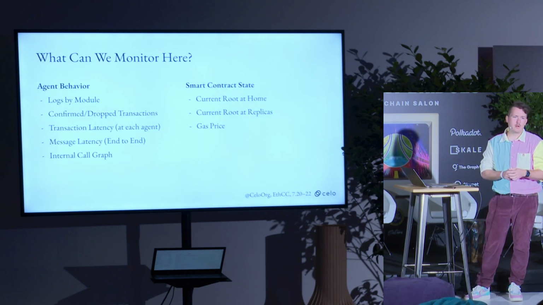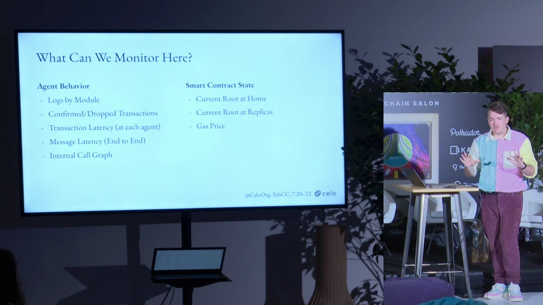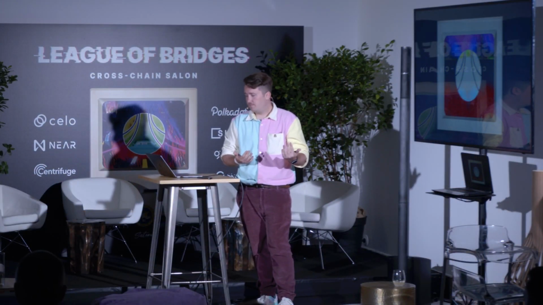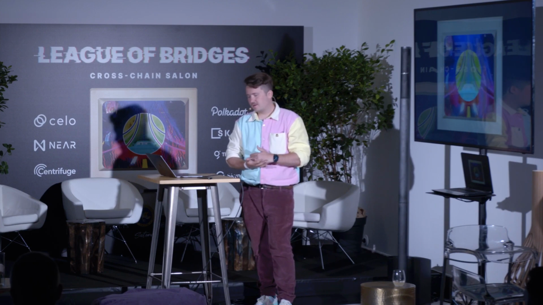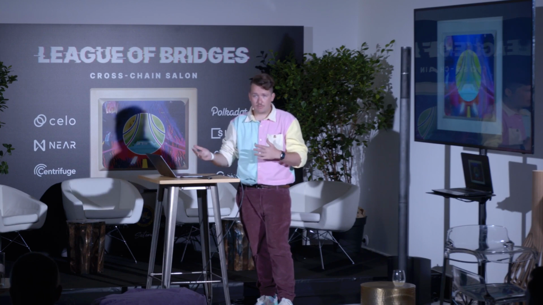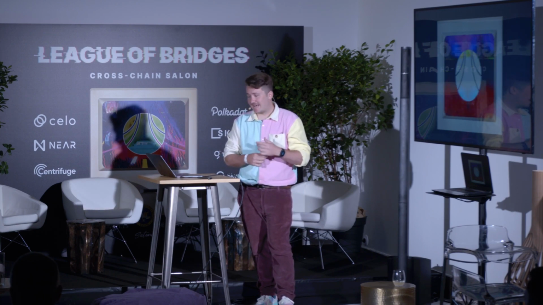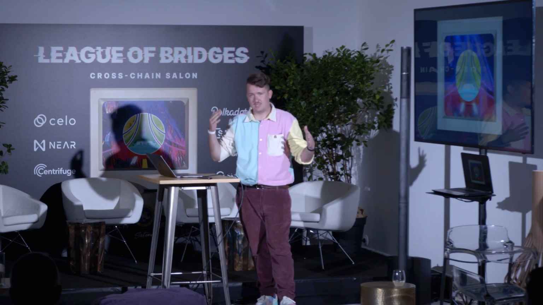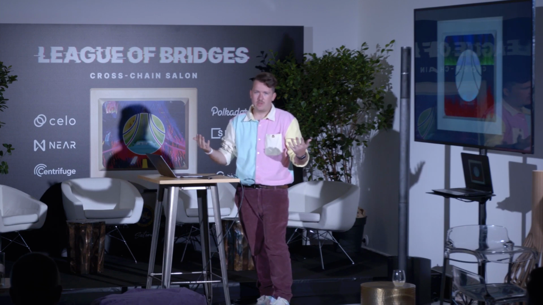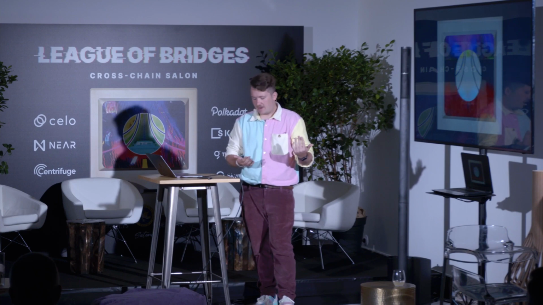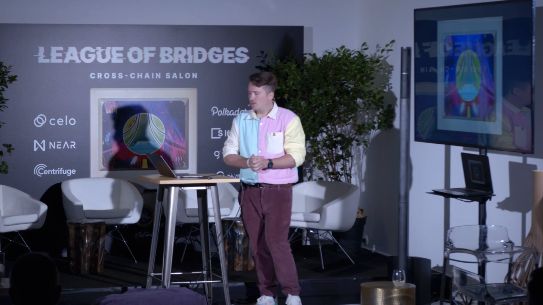So what kind of things can we monitor here? We've got the smart contract state, we've got the agent behavior itself, and really where I spend a lot of my time is focusing on the agent behavior. So we're looking at logs, and at confirmed and dropped transactions. Obviously, this is a blockchain-based system, so all these agents are sending transactions all over the place. Transaction latency at each agent. We want to be able to observe the message latency end to end. This is a hugely important thing, affected by gas prices and all sorts of different environmental conditions. And then the internal call graph of the application.